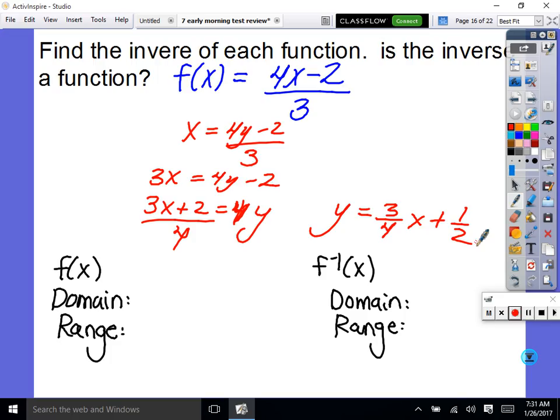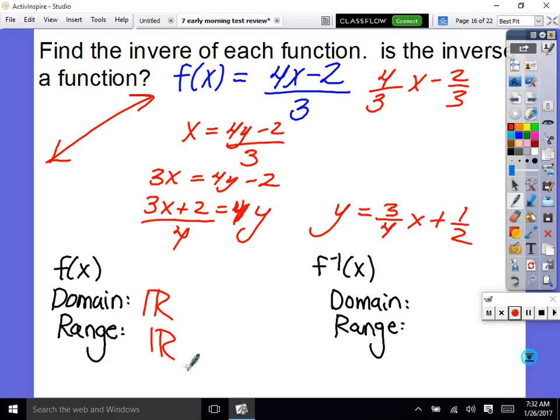Okay, so our function, the domain is, it's a line, guys, right? Looking at this, do you see how this isn't even written pretty? So isn't that 4/3 x minus 2/3? So it's a line. So what's the domain and range of a line? All real numbers, guys. Lines grow forever up and down, side to side, right? So then these are all real numbers.